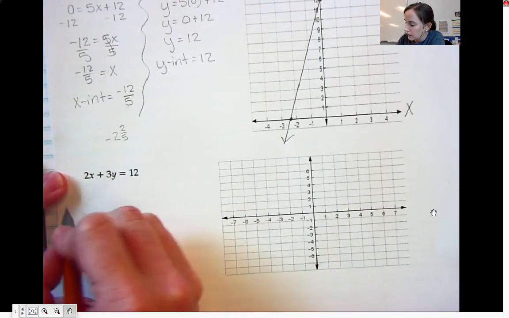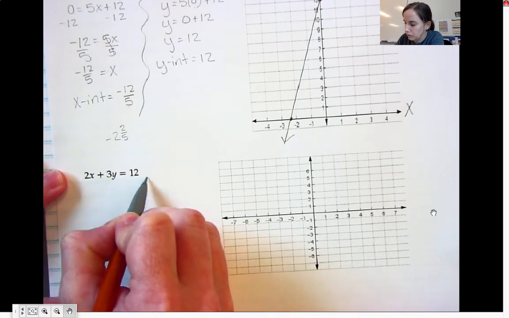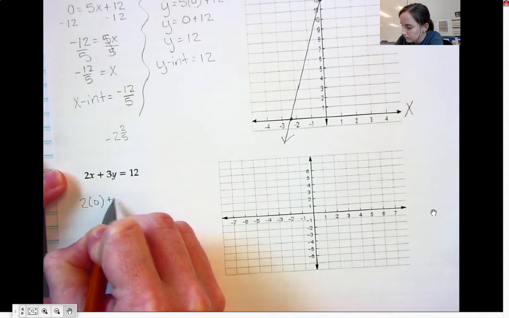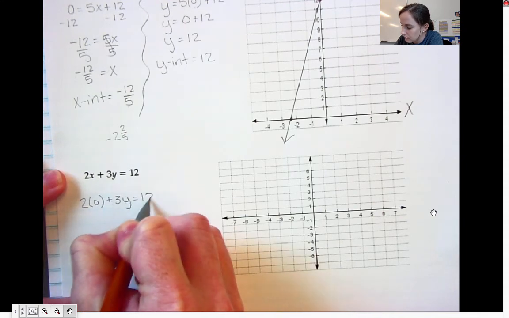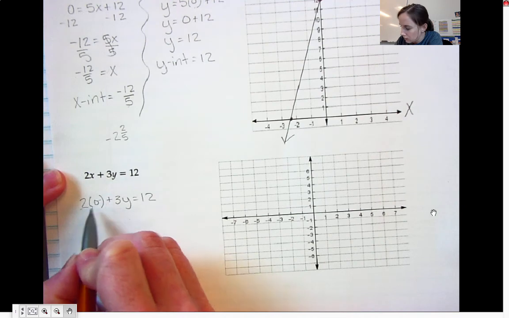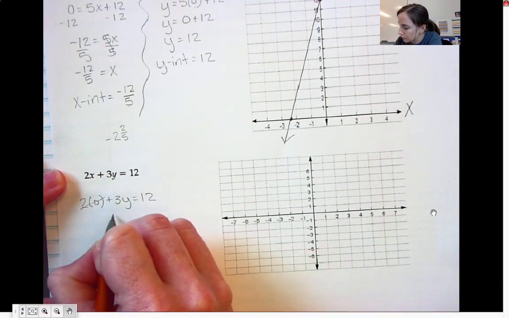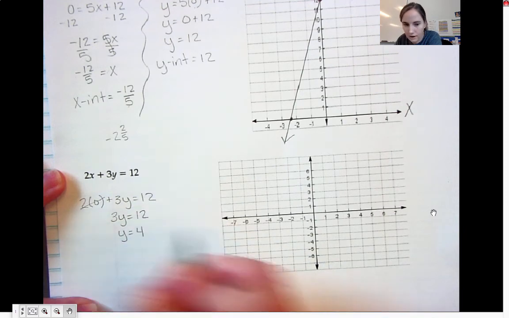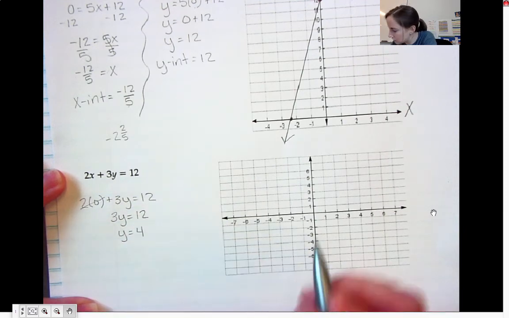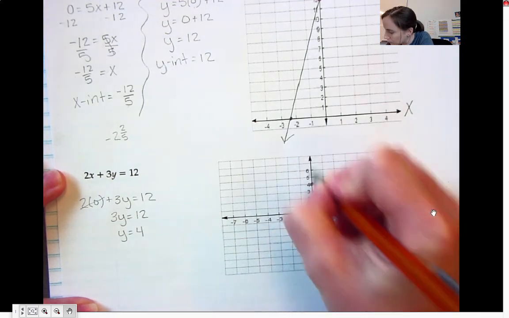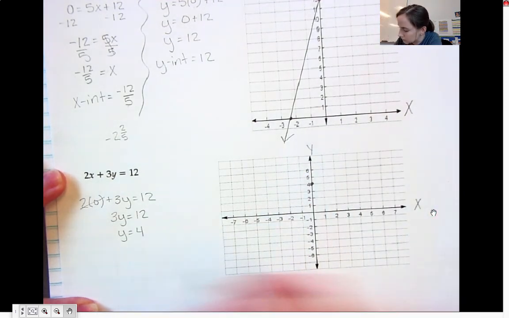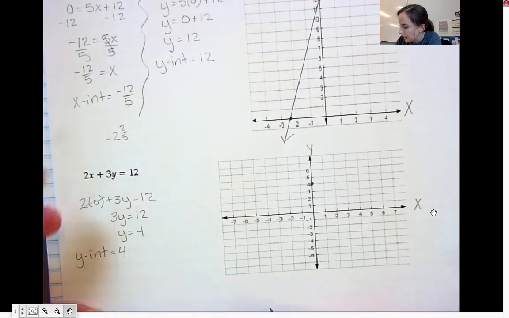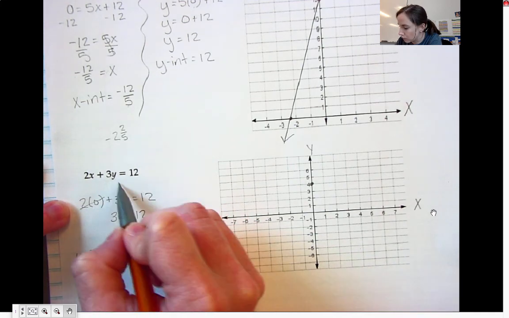Okay, here. So I have 2x plus 3y equals 12. If I plug in 0 for x, and solve, 2 times 0, that will cancel out because it'll just be 0. I'll be left with 3y equals 12, and therefore y equals 4 when I divide. So my y-intercept is at 4. Again, my y-axis is here, my x-axis is here. Y-intercept equals 4.